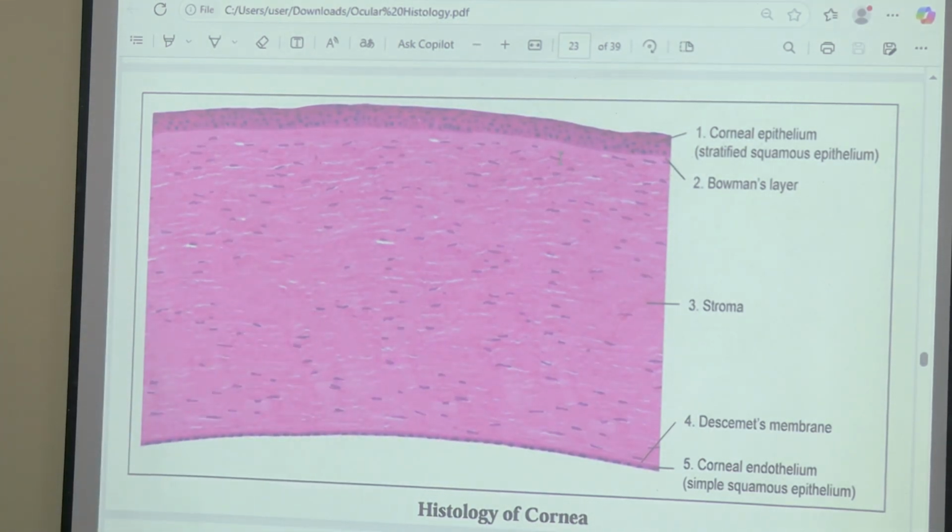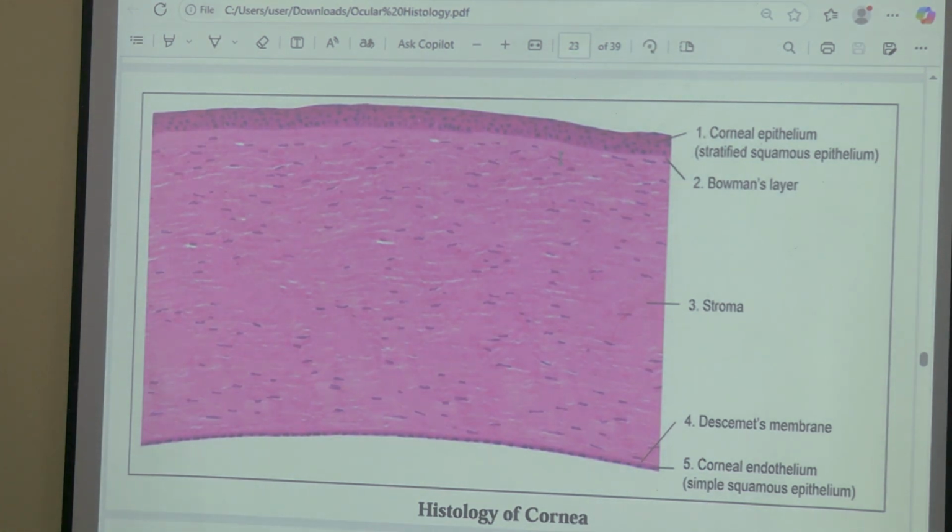See, like this you have to correlate and study with the gross. That's why in the first few minutes I have explained the basic gross anatomy. Then I am going into the histo. Please correlate and study, or else it will become very difficult. Okay? So that is all about the cornea.